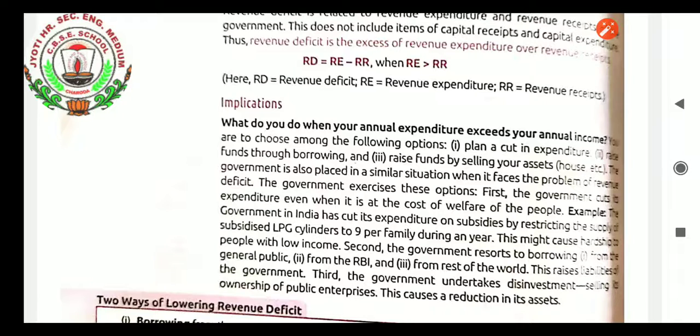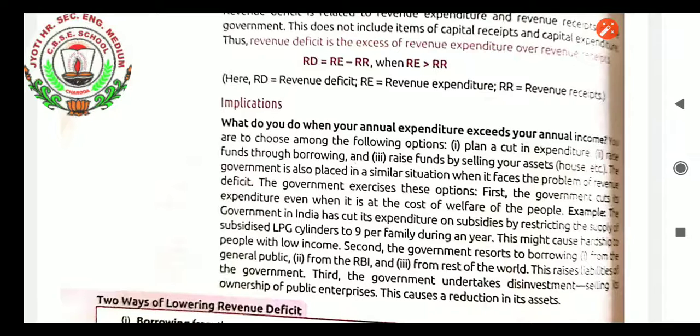The government is also placed in a similar situation. These are the three things we do in our normal life. Some people say we will not do the expenditure as we do not have money. Some people say we will borrow money from someone, do the expenditure, and later return the money to that person. And some people say we will sell off the assets to get the new asset that we want to get.